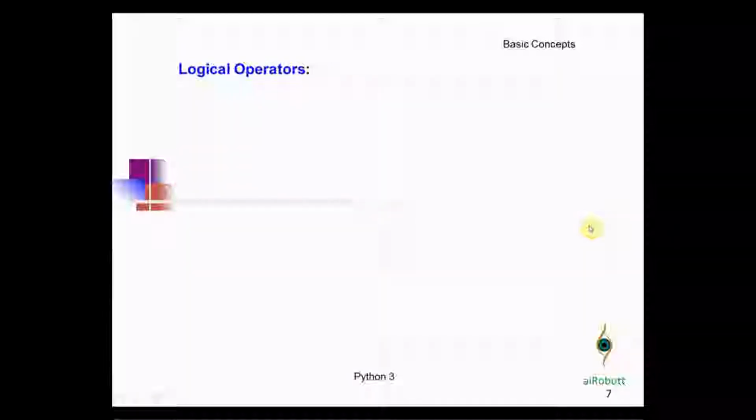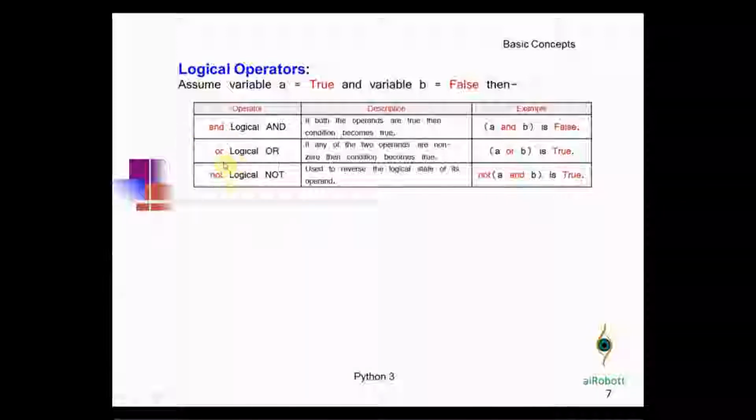Now next, logical operators. In logical operators: and, or, not. These three are the logical operators. If you use the operator and, if both operands are true, then the condition becomes true. For example, let us take two variables, A equal to true and B equal to false.